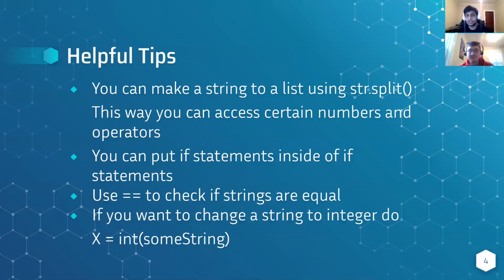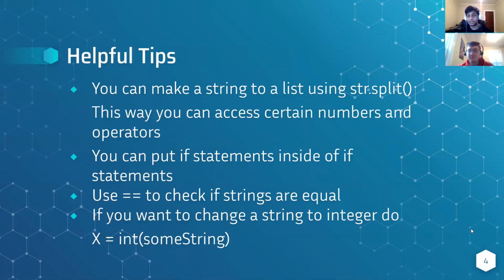For example, to convert a string to a list, you can do any type of string .split, and that way you can access certain indexes for certain values. You could put if statements inside of if statements if you want. You can check if strings are equal using the double equal sign. And if you want to convert a string to an integer, you do this thing called casting, where you type the type that you want, such as int, short for integer, parentheses, and then your other variable. And that will change it to an integer.